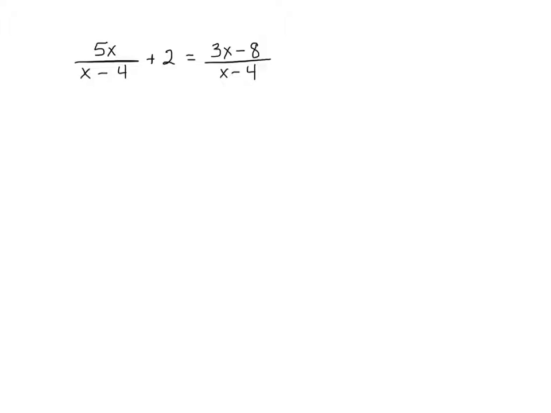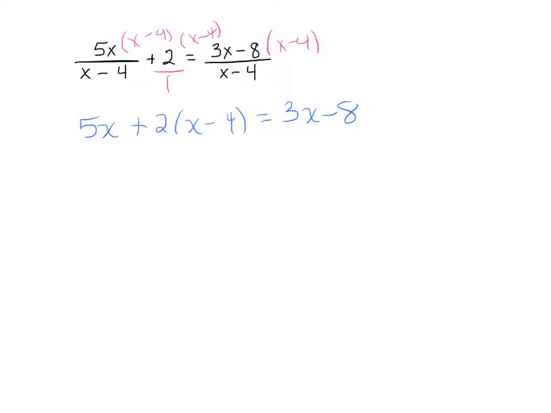This one's not so bad. So it's for you. Well, it's not as much work as the first one. The only thing I will tell you, you may want to go 2 over 1 first. The common denominator here will be x minus 4, so we have to multiply each term by x minus 4.